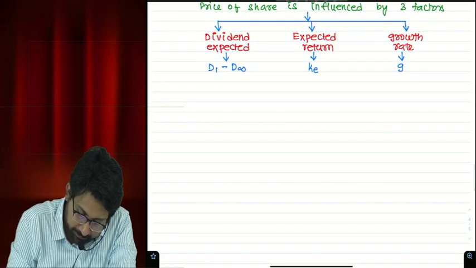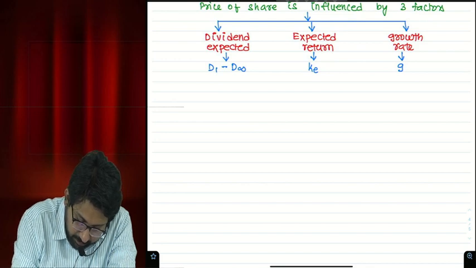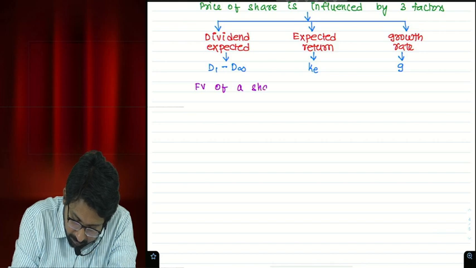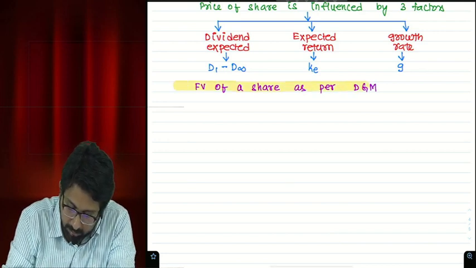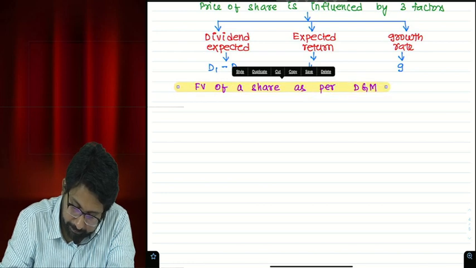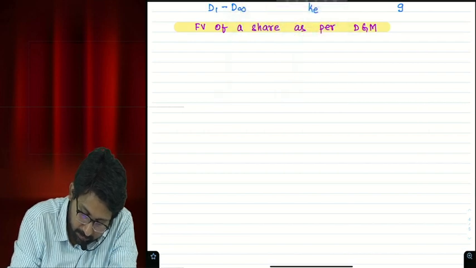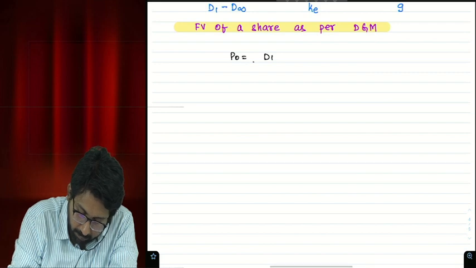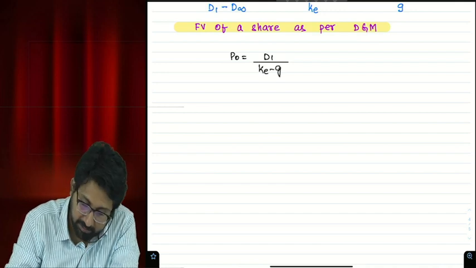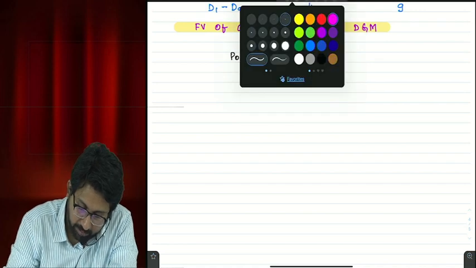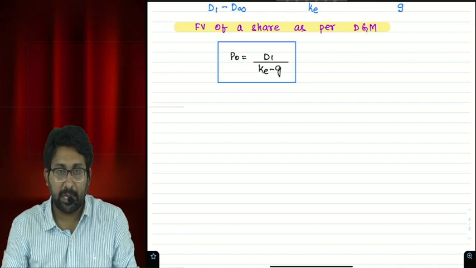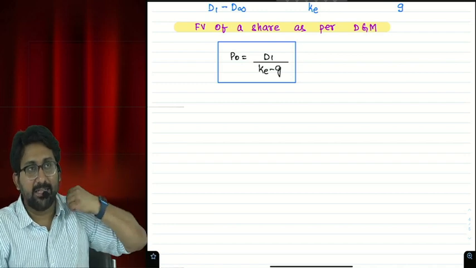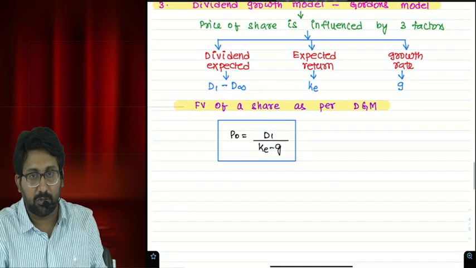So what the Gordon model said is, as per the dividend growth model, a very important formula: P naught equal to D1 by KE minus G. D by KE is now changed to D1 by KE minus G.